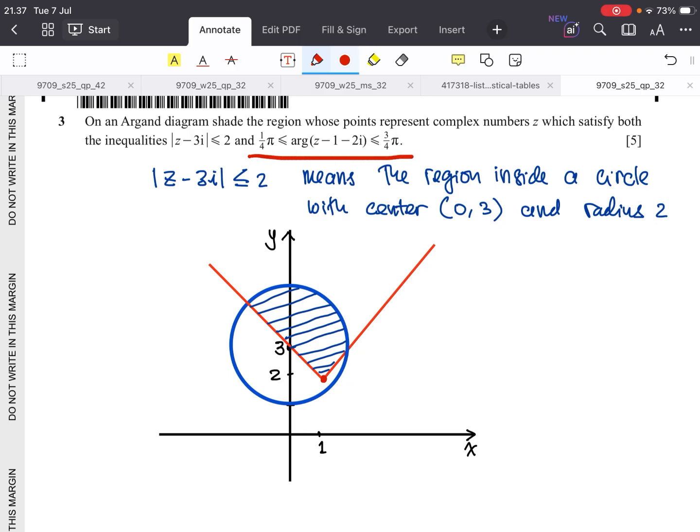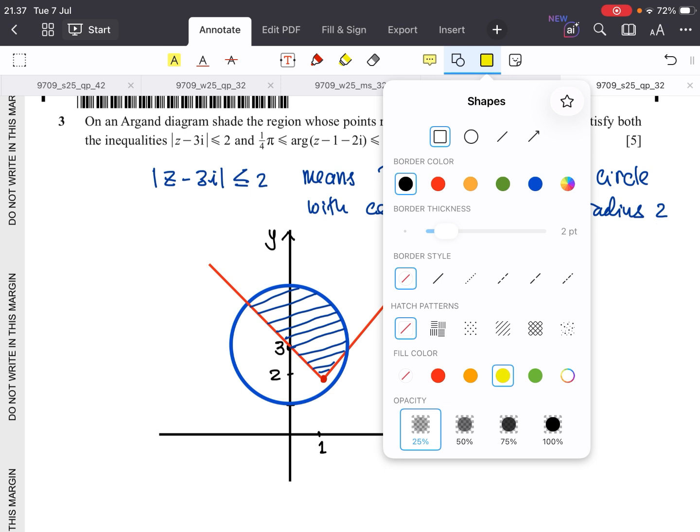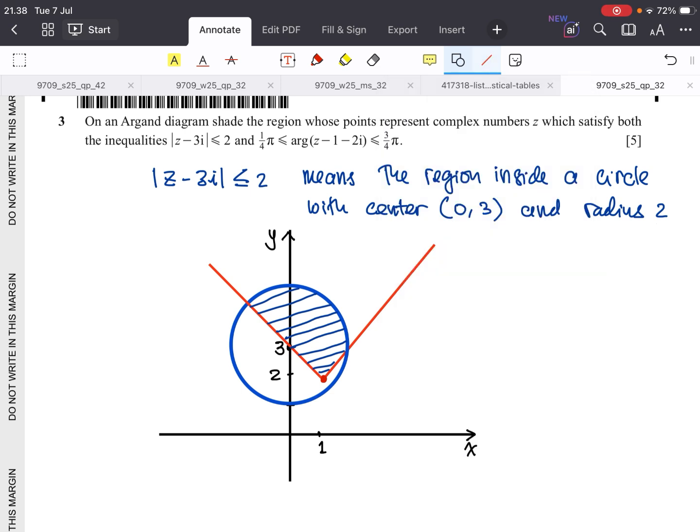And then the second one, this one means that the argument is from 1/4 π until 3/4 π, but we need to draw it from the point (1, 2), not from (0, 0).